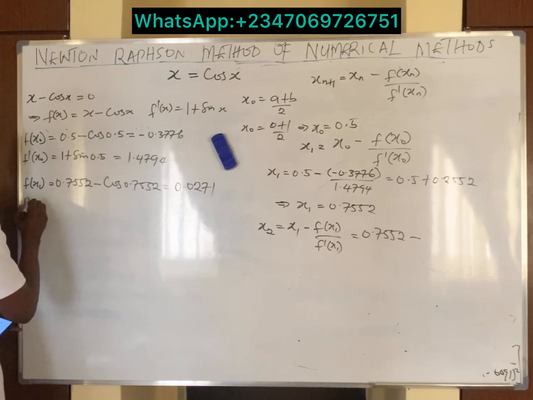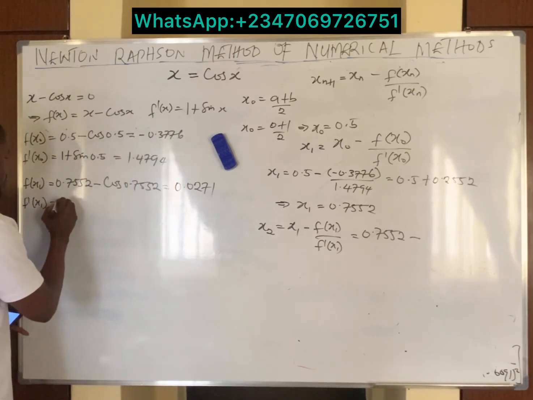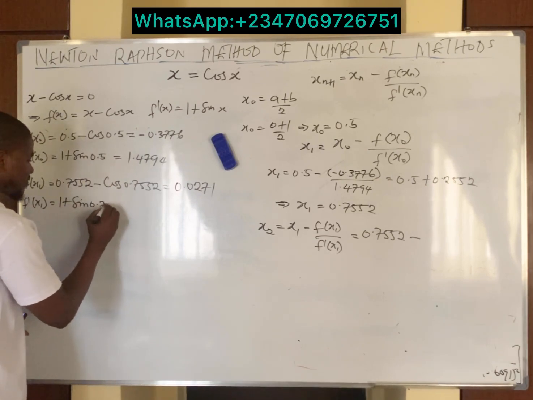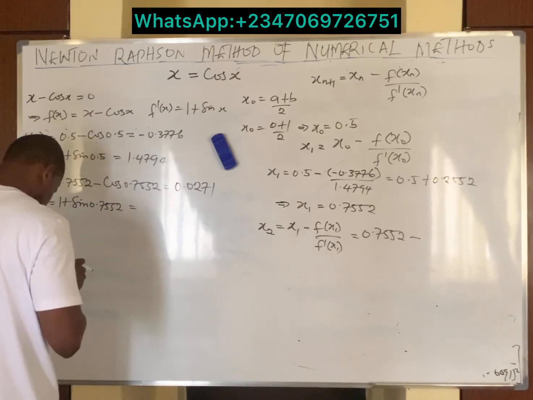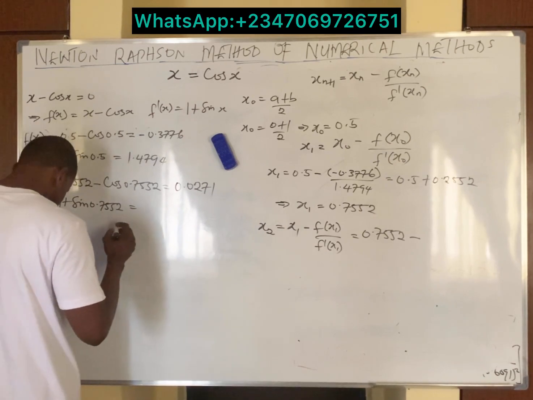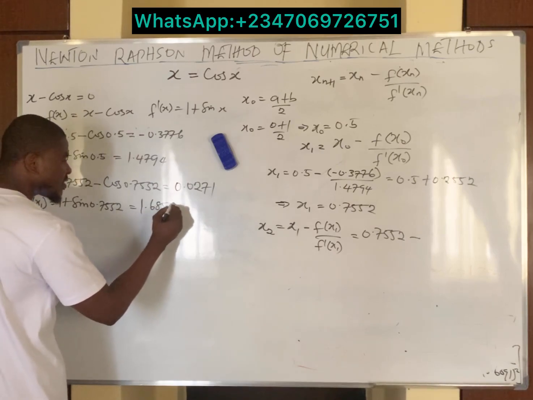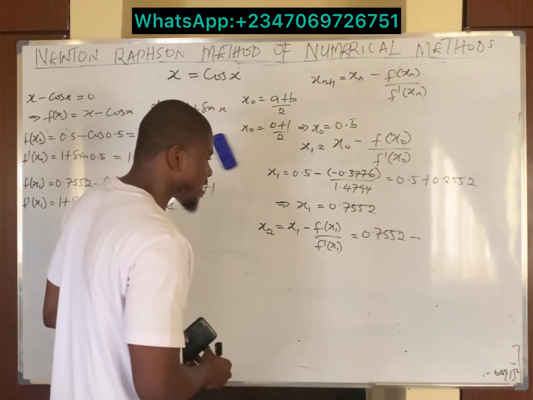Next, we'll find f prime of x1. So f prime of x1 simply means plugging the value of x1 into x in f prime. So f prime here gives us 1 plus sine x. x now becomes x1, which is 0.7552. So let's see what that gives us. That simply gives us 1.6854. So we have 1.6854.